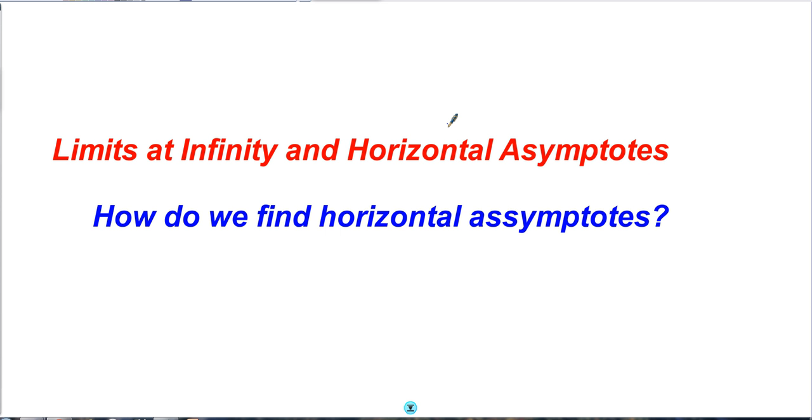In today's lesson, we want to use limits to find the limits as x approaches infinity and use the ideas to find horizontal asymptotes. So at the end of the lesson, you should answer the question. Our essential question is, how do we find horizontal asymptotes? You will see many different ways that we can use to find horizontal asymptotes.